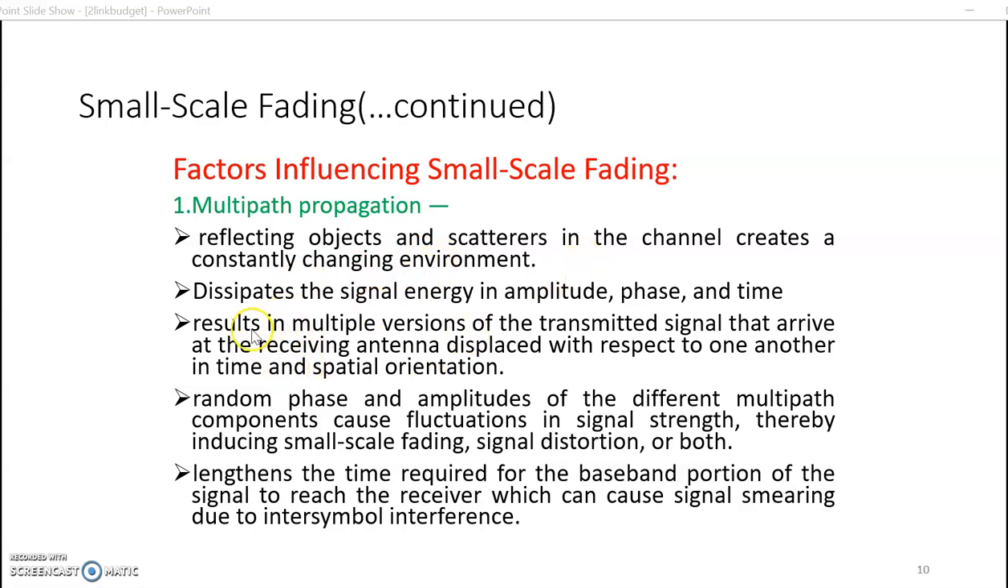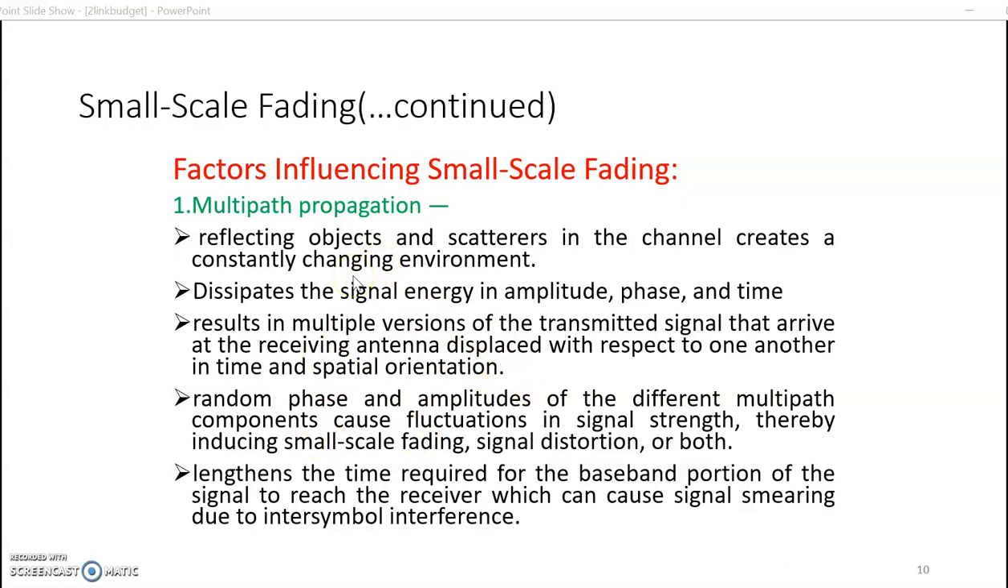And as it travels a distance, some amount of signal is dissipated. So there will be a change in amplitude, change in phase and time. Not a single version of the signal is going to reach the receiver. Even though we have transmitted a single signal, multiple versions of the transmitted signal will be arriving at the receiver. They are displaced with respect to one another in time and spatial orientation. That is, the arrival time can be different and the distance traveled by each signal will be different.